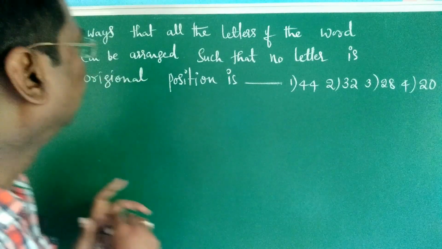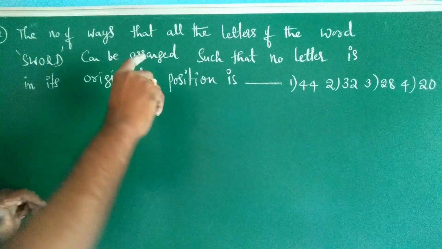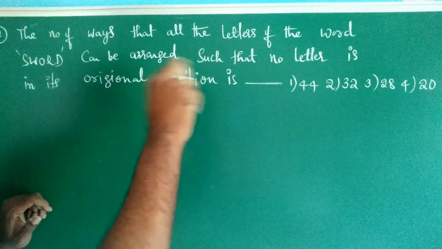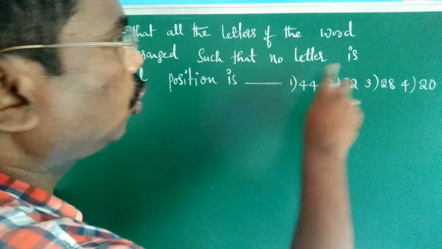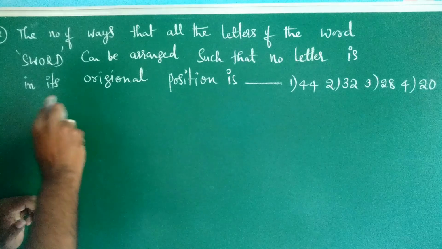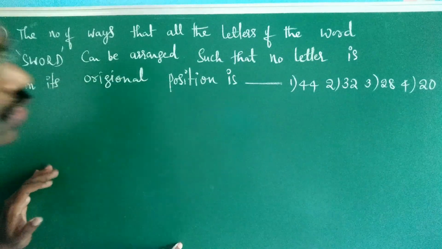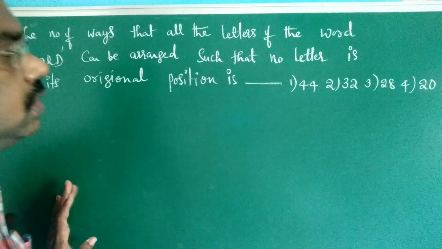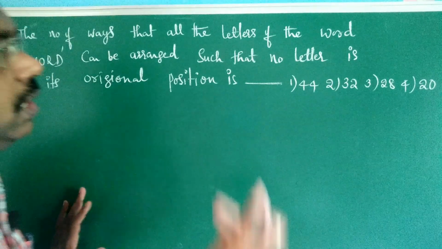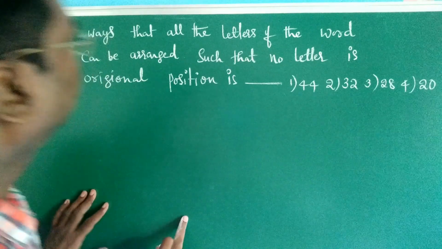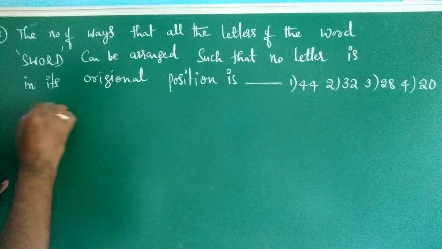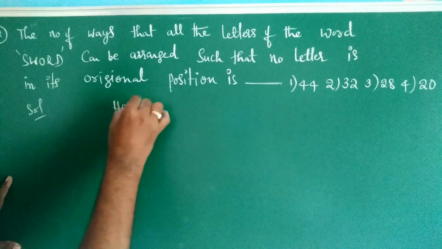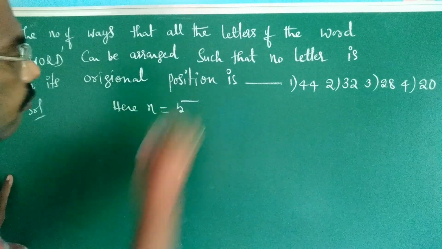Next one, the number of ways that all the letters of the word SWORD can be arranged such that no letter is in its original position. No letter is in its original position means now using the derangements formula. Now here the given word contains 5 letters. Now here n is equal to 5.